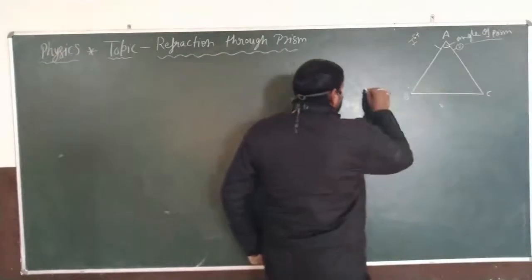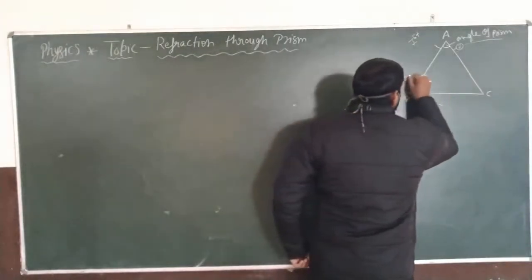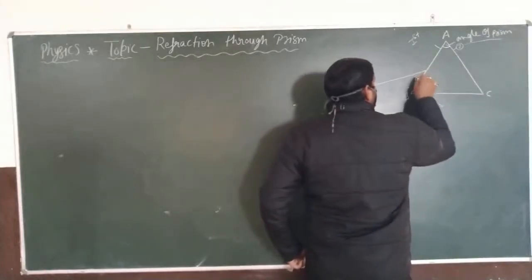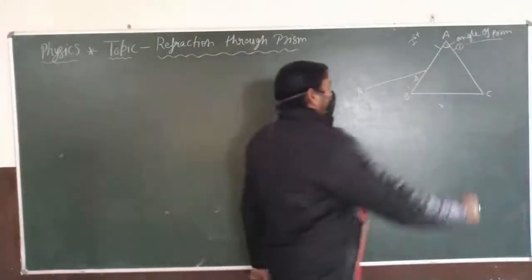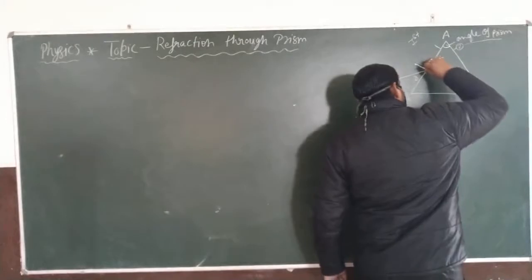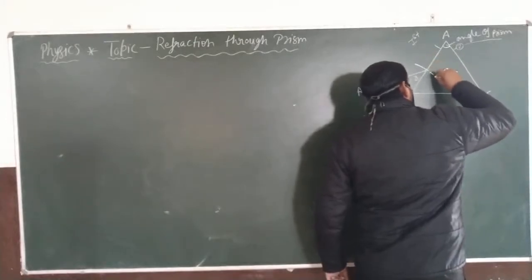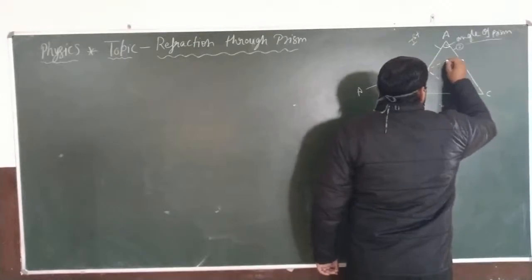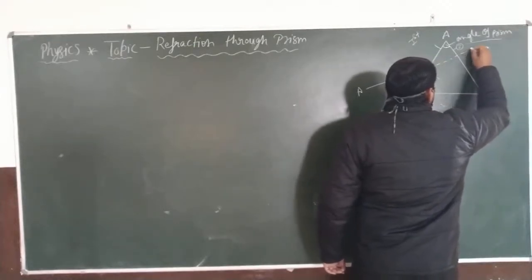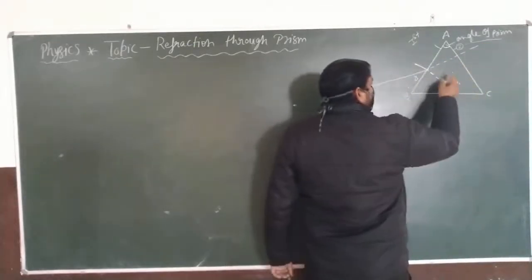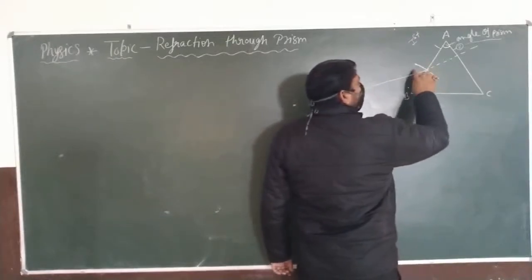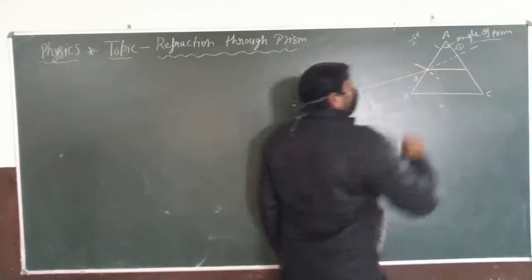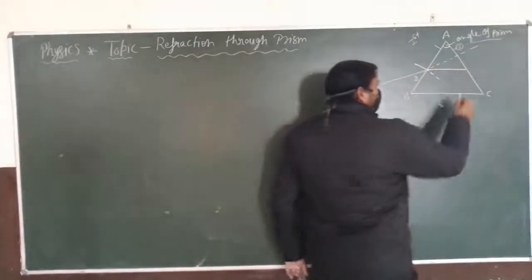Now, let an incident ray travel from A to B, and if this is the normal, then the actual path of light is this, but it bends towards the normal because it is moving from rarer to denser medium, and moves in the direction of C.